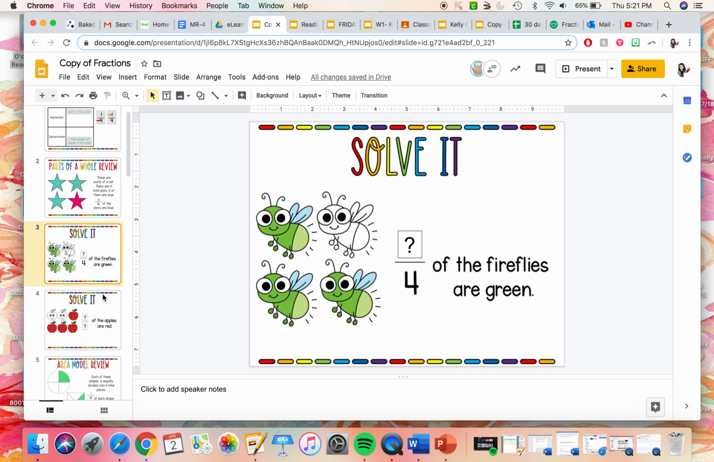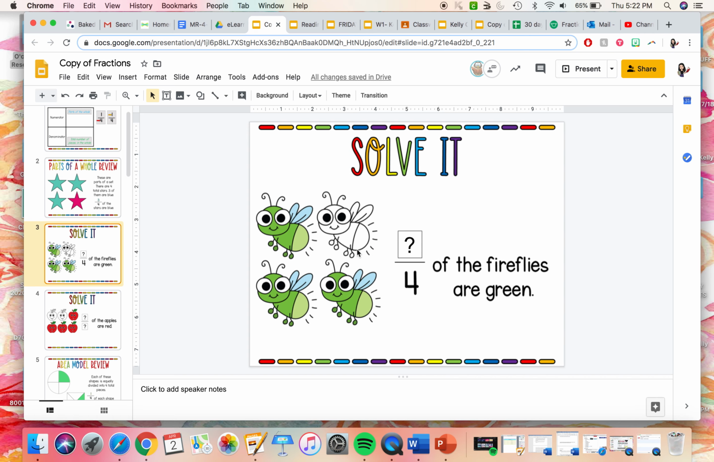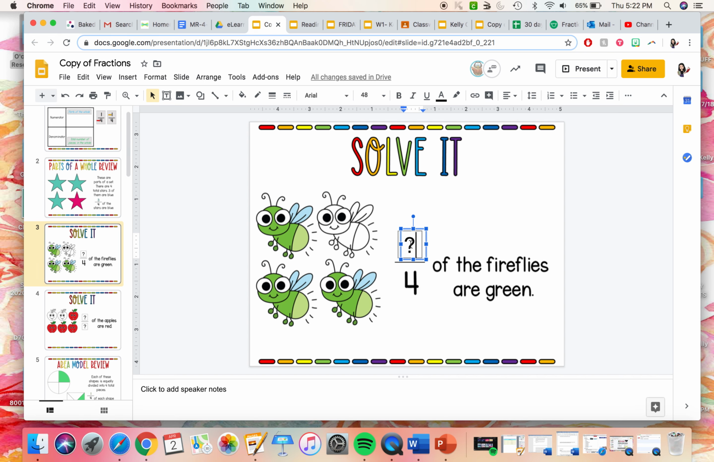This one here I'm going to do for you, and then the next page you're going to do by yourself. This should be, I hope, a really easy review for you right now. We have some cute little fireflies here. We're looking at how many of these are green. So there are 4 total, which is what I have down here. And I'm looking, there 1, 2, 3 that are actually green. So we're going to go ahead and say that there are 3 parts of that whole. 3 out of the 4 fireflies are green, 3/4.